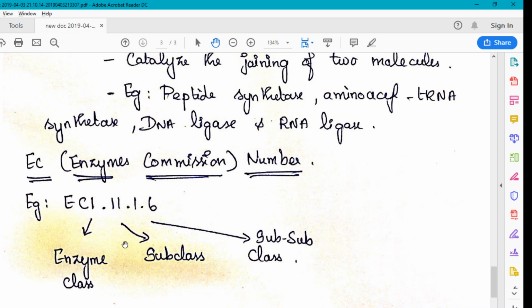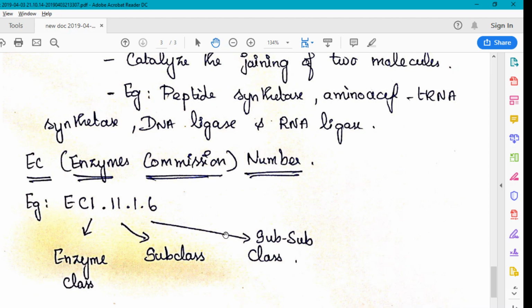For example, a new enzyme has been produced and it has been named EC 1.11.1.6. So how has this been named? The EC denotes Enzyme Commission number. The first number denotes the enzyme class, the next number denotes the subclass, and the last number denotes the sub-subclass.